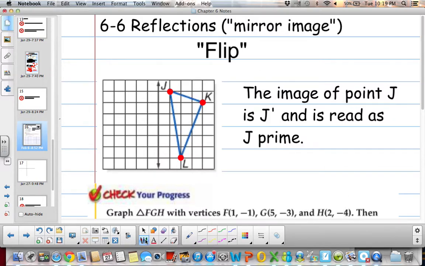So if we look at this triangle JKL, and we want to reflect it over this vertical line right here, what we would do is we would look at each point. So we're going to look at J, and we want to reflect it over. So we look and we see how many spaces over it is from the line. So J is one space over to the right from the line. So then we follow it over horizontally, and because it's one space to the right, then we go one space to the left. And that would be our J prime.